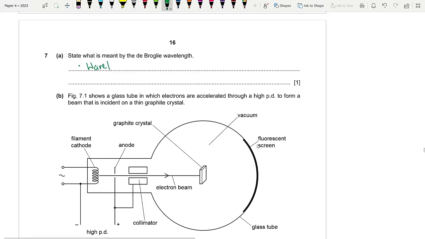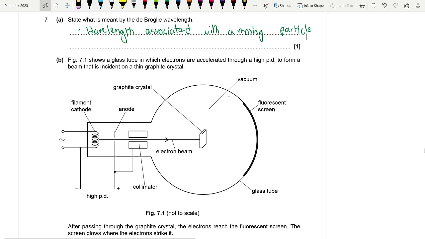It is the wavelength associated with a moving particle. Very important. Okay, so this is it, where lambda is equal to h by p.